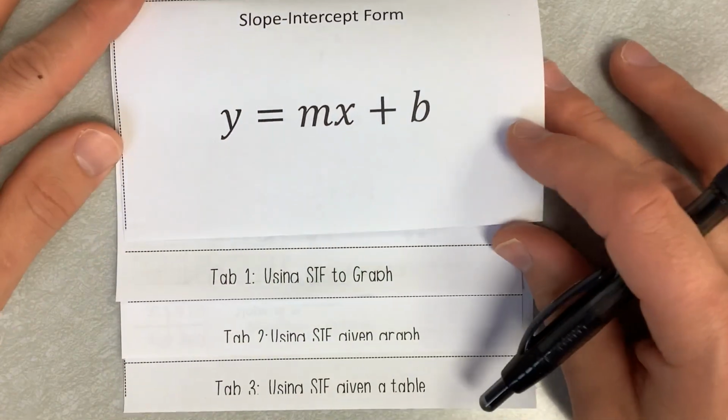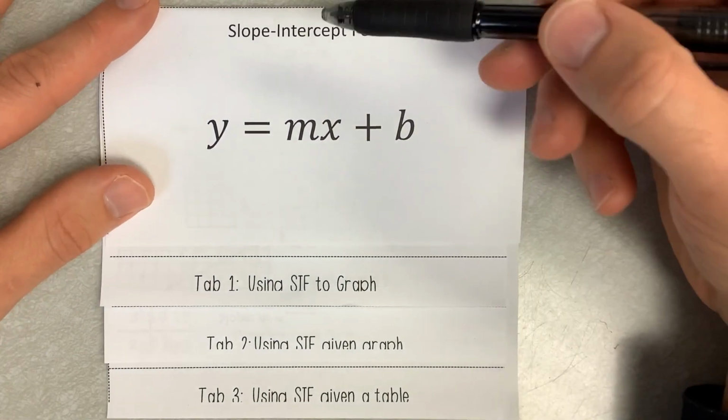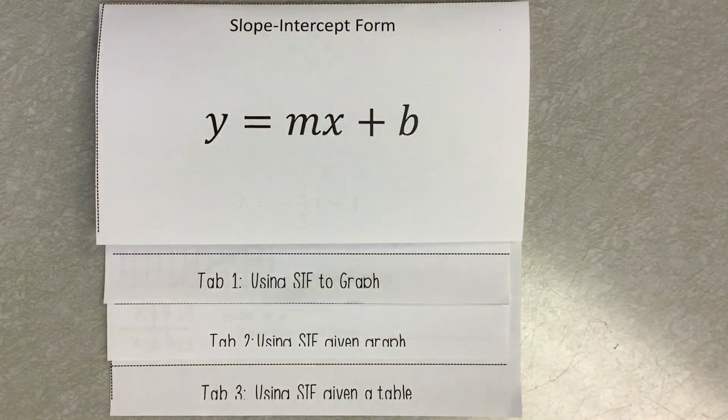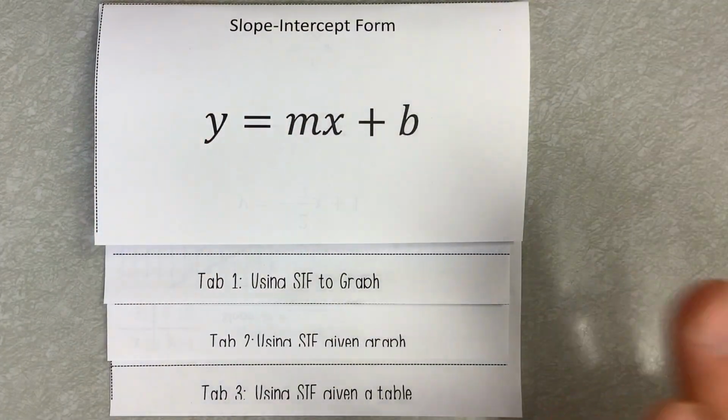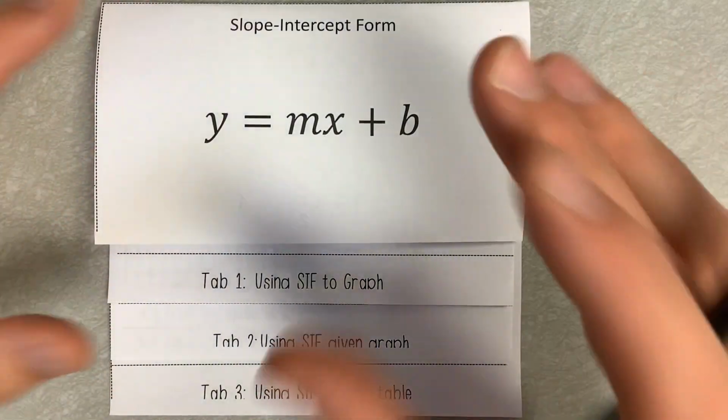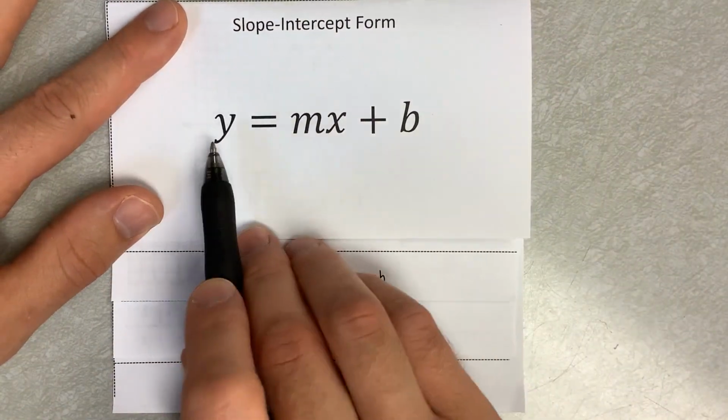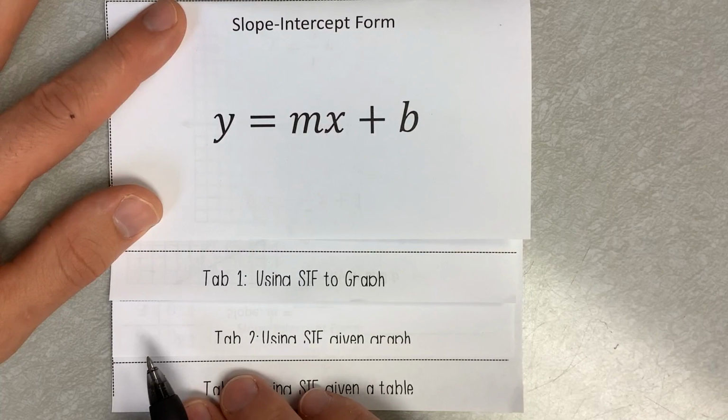Okay, guys, today we're gonna make this quick little booklet on slope-intercept form. Oh my goodness, this is going to be important. I'm gonna go fast, hang on tight, rewatch this video if you need to, but this is slope-intercept form. Y equals mx plus b, okay?